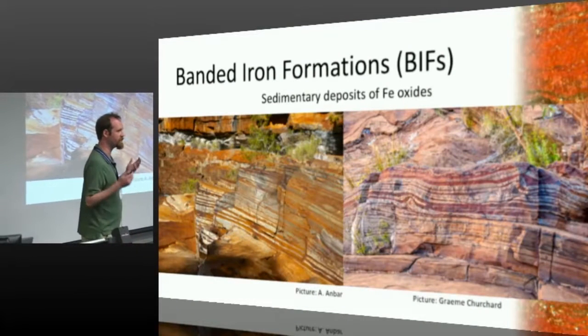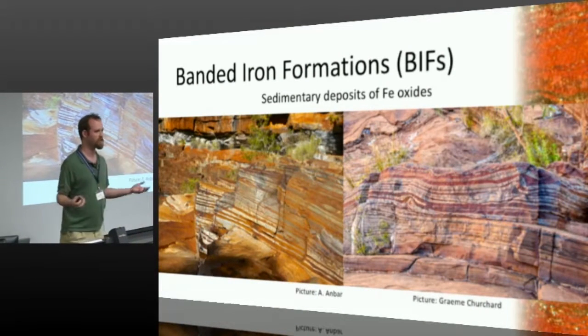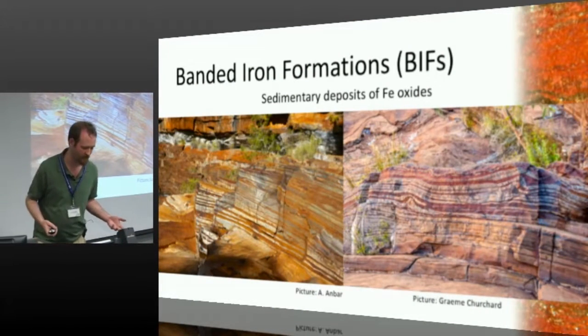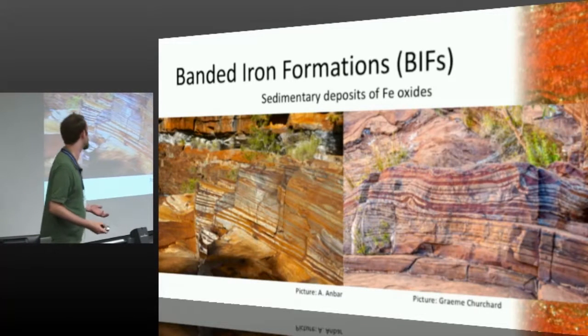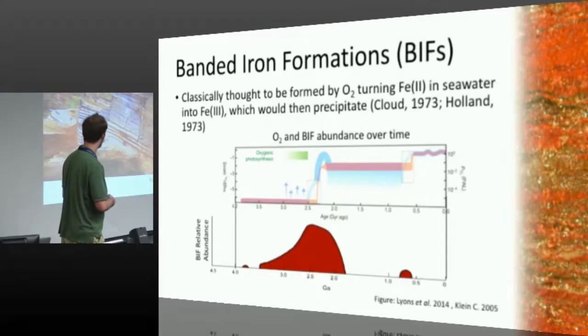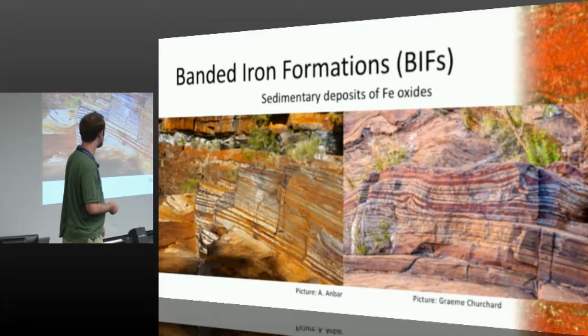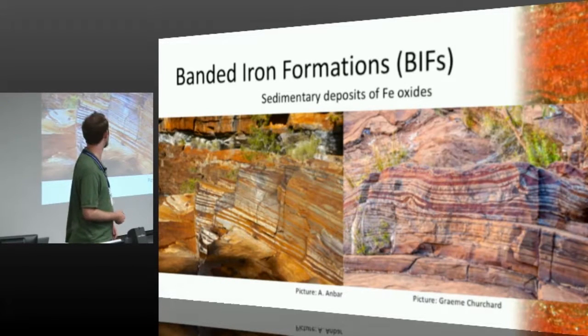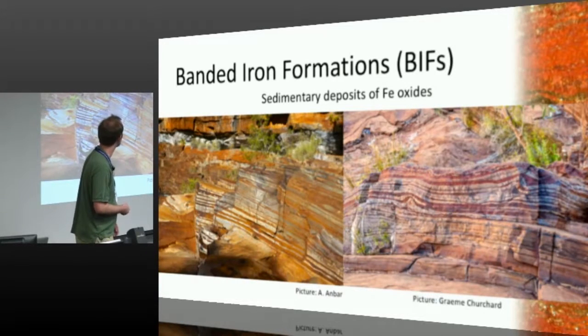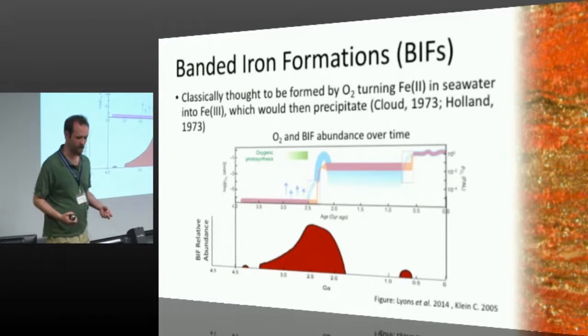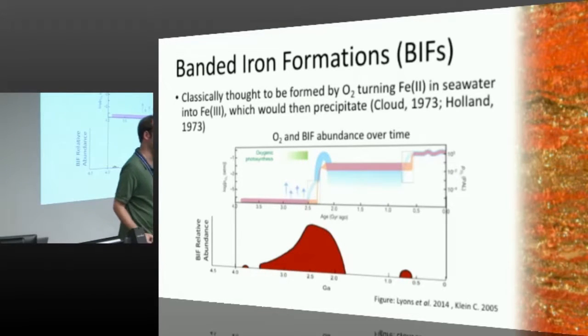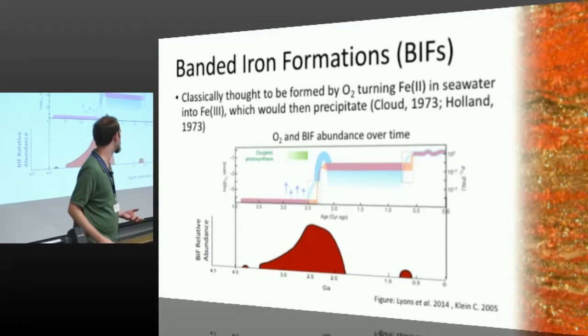So first, banded iron formations. They're large sedimentary deposits of iron oxides. By large, I mean trillions of tons. These are very pretty ones in Western Australia, and they're alternating layers of high iron and low iron minerals. And they're thought to be formed by oxygen oxidizing iron in seawater that precipitates.